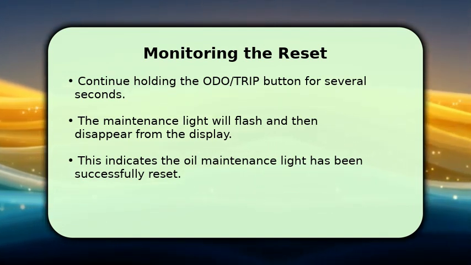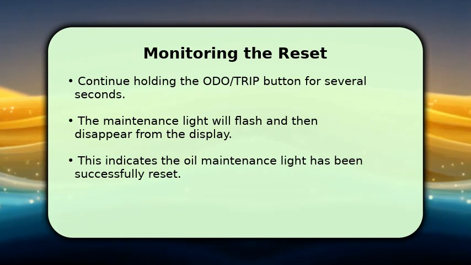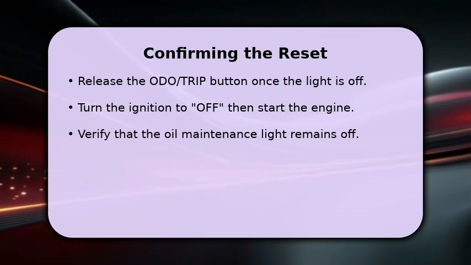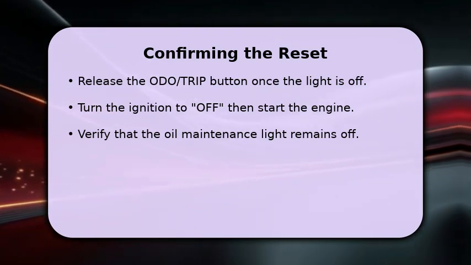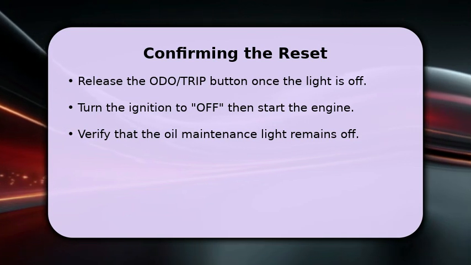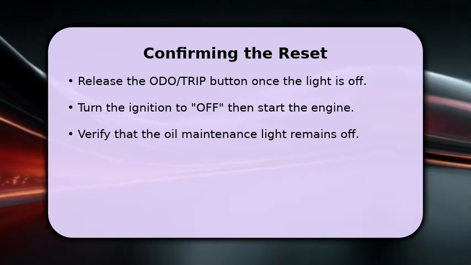The entire process usually takes about 10 to 15 seconds. Once the maintenance light is off, you can release the ODO/trip button. To confirm the reset, turn your vehicle's ignition completely to the off position. Then, go ahead and start the engine as you normally would.